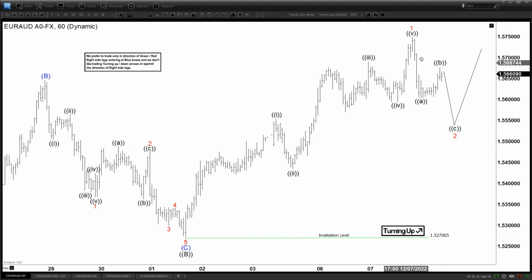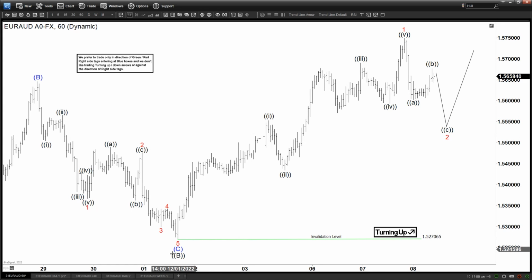Now within the wave C, it subdivides into 5 waves. We ended 1 of C over here with another 5-wave subdivision within 1 of C, and now we are looking for wave 2 of C in the form of a 3 swing, a zigzag ABC, before turning higher again as long as we stay above 152.70.